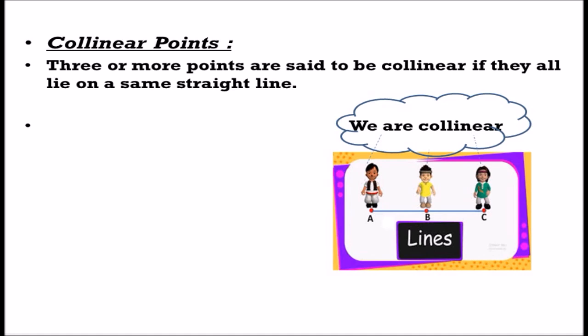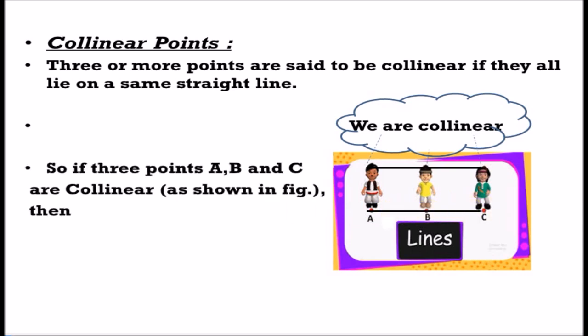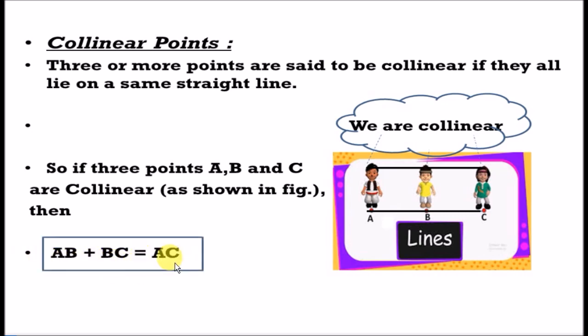One more thing that you have to notice here is the distance between A and B, that is AB, and the distance between B and C, that is BC. If we add them both, we get the distance from A to C, that is AC. These 3 points A, B and C are arbitrary; we can take any letters. So if these 3 points are collinear as shown in the figure, then we will have AB plus BC equal to AC.